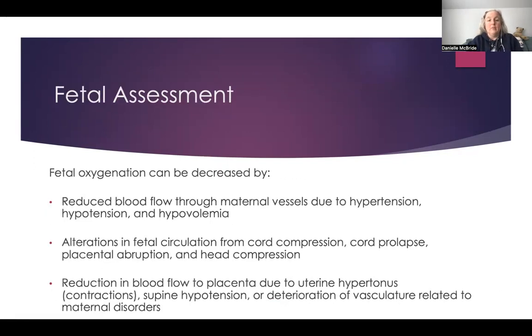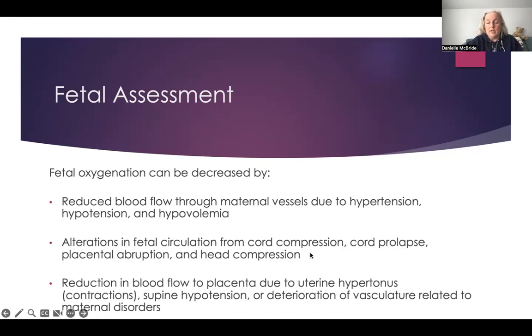So now we're going to start thinking about our baby and what affects oxygenation. We talked about some of this already when we were thinking about how baby is affected by labor. All right, so things that can decrease oxygenation to our baby: reducing blood flow through the maternal vessels due to hypertension, hypotension, or hypovolemia. Remember, we've said before, blood pressure affects the way we perfuse the baby.